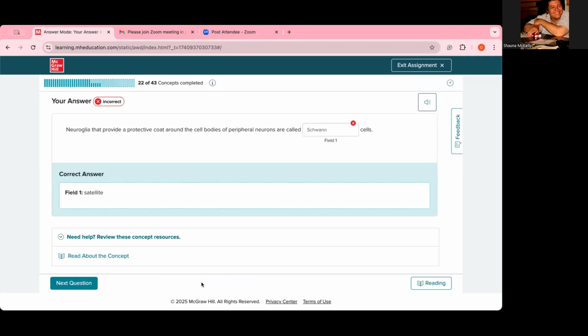Oh, neuroglia that provide... Okay, let me read about it, because I thought it was Schwann cells. Because they're going to ask us again, let me read about the satellite cells, because it's going to ask us about that later.